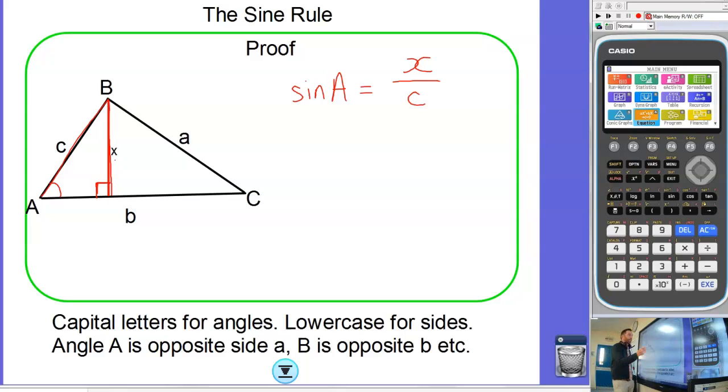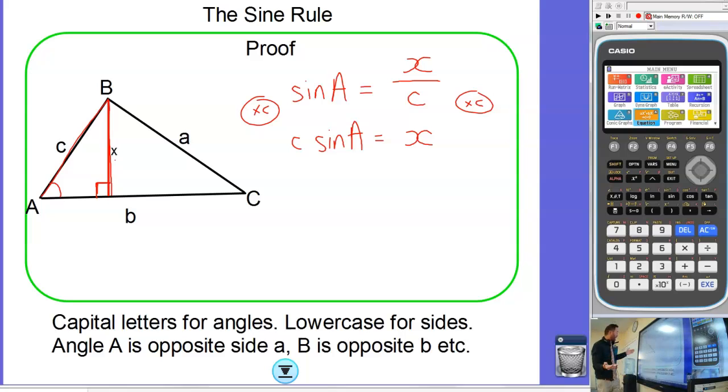Now if I rearrange that a little bit, I multiply both sides by c, I get that c sine A equals x. So if I had a value for the side c and an angle for A, I can find that length x. So if we consider this as the red triangle, let's draw a blue triangle here. So now I'm going to look at the other side of this, and I'm going to use the same ideas, but with this blue triangle here. So I want to come up with a formula for x here.